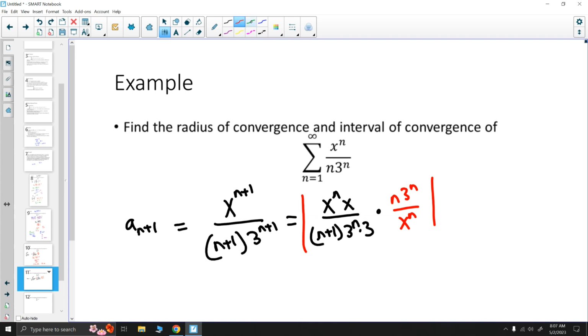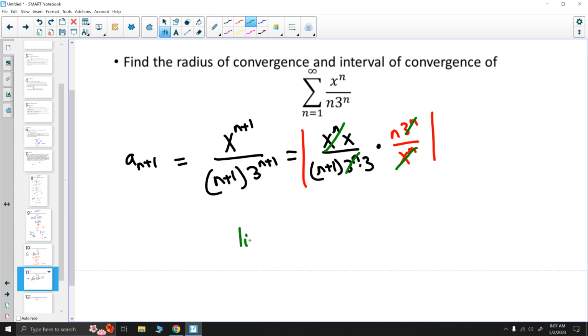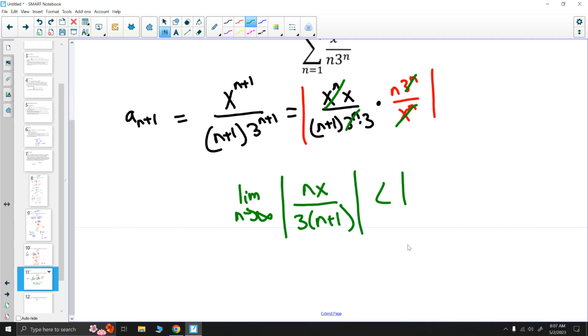Okay, so x to the n cancels. n does not cancel. 3 to the n, though, does. So we get the limit as n approaches infinity of nx over 3 times n plus 1. All right? And we need to show when this is less than 1.